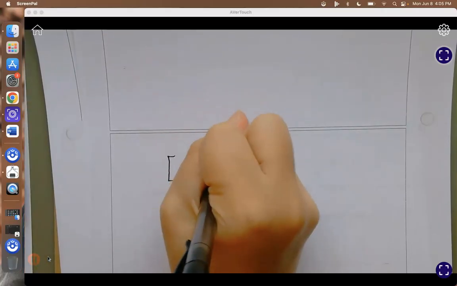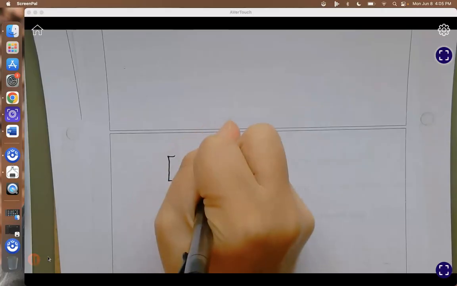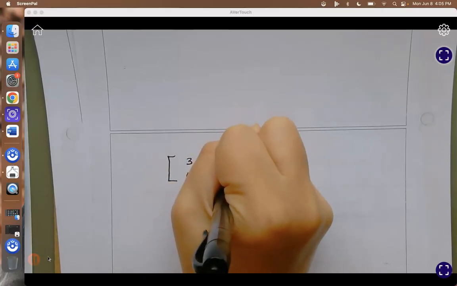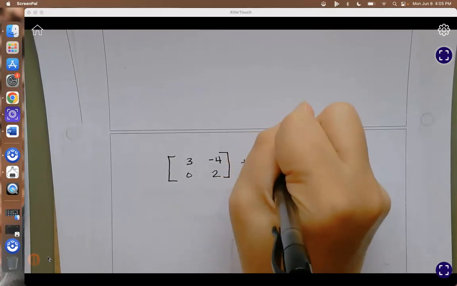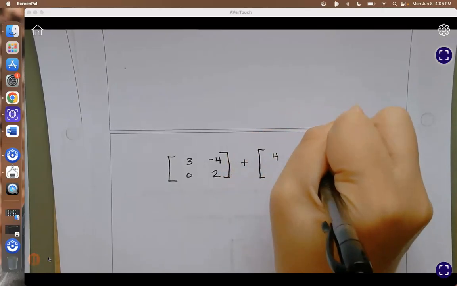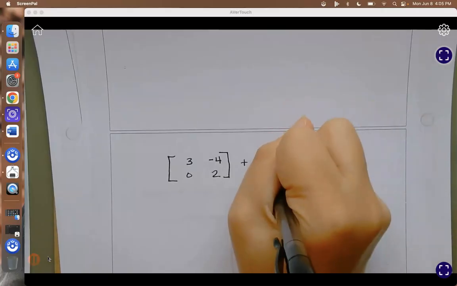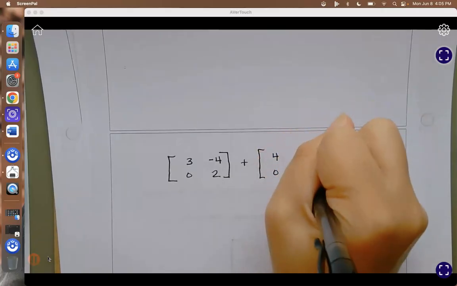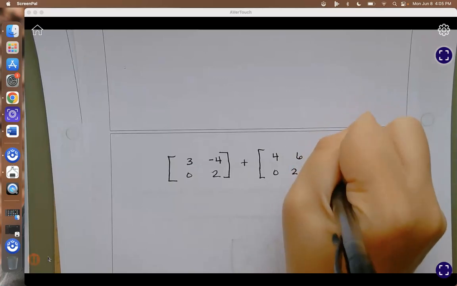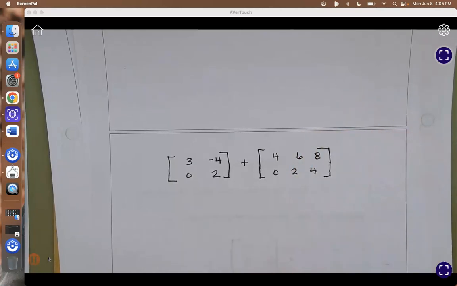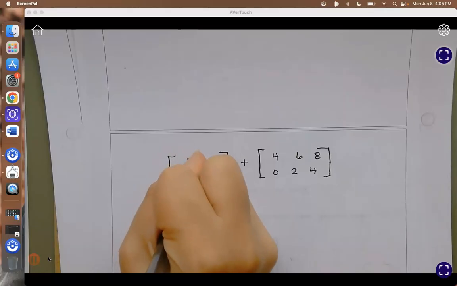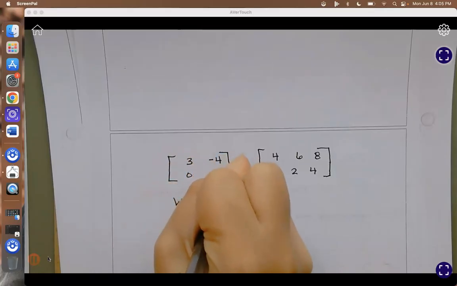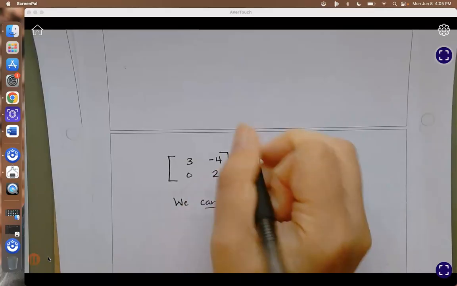Okay, let's look at the next one. 3, -4 is the first row. 0, 2 is the second row. We're going to add that to: first row is 4, 6, 8. Second row is 0, 2, 4. Now, when you look at this, you're going to say, hey, these are not the same size, so we cannot add them.